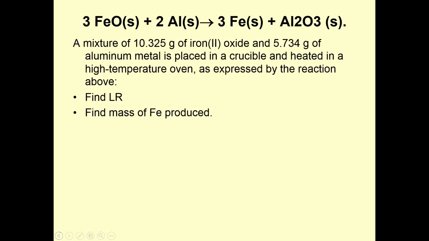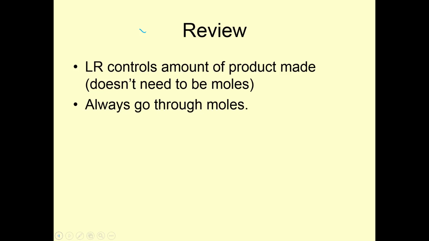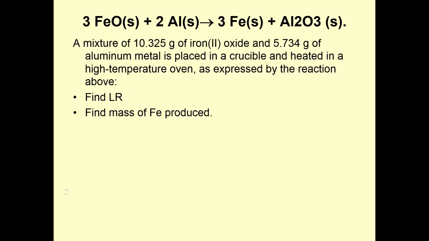A mixture of 10.325 grams of iron(II) oxide and 5.734 grams of aluminum metal is placed in a crucible and heated in a high-temperature oven, as expressed by the reaction above. Find the limiting reactant, find the mass of... So I want to find grams of Fe. I have 10.33 grams of iron(II) oxide, and I have 5.73 grams of aluminum.